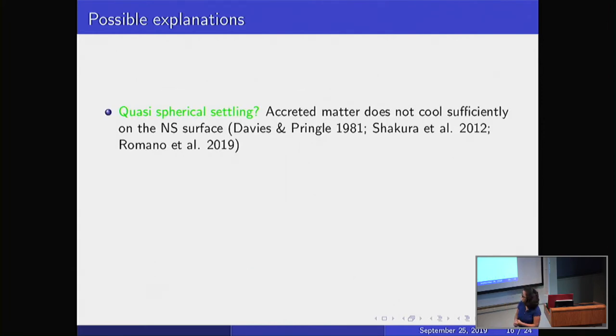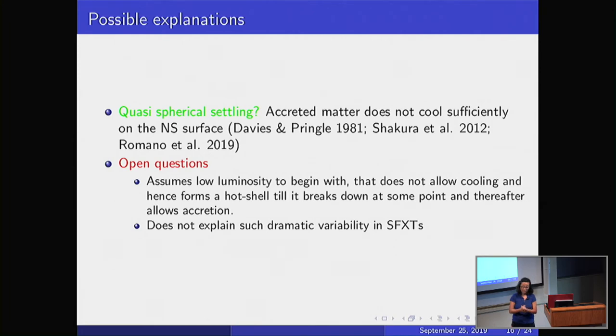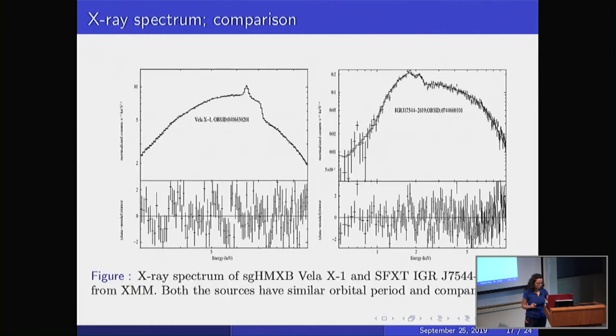Now, the third explanation here is something called the quasi-spherical settling regime. Here, the idea is that you have matter coming in from the companion star, and then it halts onto the surface of the neutron star and forms layers. There's no sufficient cooling, so it halts accretion most of the time, and suddenly when there's, let's say, a change in the X-ray luminosity, it allows all the accretion to take place. But the problem with this kind of explanation, again, is that it doesn't explain such dramatic variability in the case of SFXTs. Now, finally, I come back to our work here.